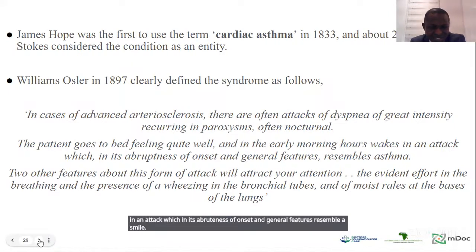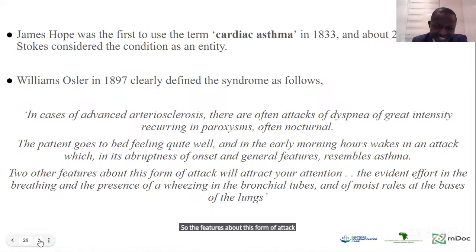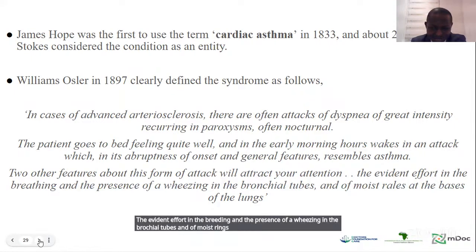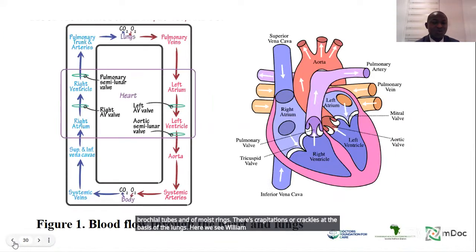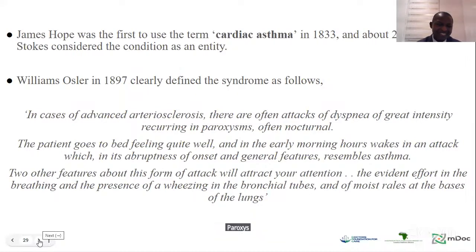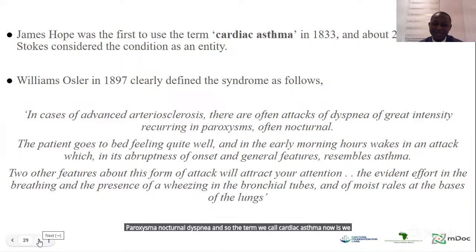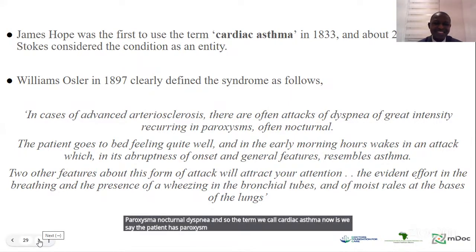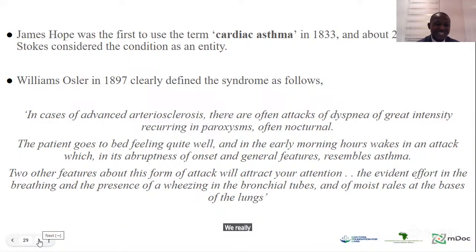Two other features about this form of attack will attract your attention: the evident effort in the breathing, and the presence of wheezing in the bronchial tubes and of moist rales, that's crepitations or crackles, at the bases of the lungs. Here we see William Osler trying to describe what we all know as paroxysmal nocturnal dyspnea. So the term we call cardiac asthma, we now say the patient has paroxysmal nocturnal dyspnea. We really don't call it cardiac asthma, even though they can present with wheezing. Next slide, please.